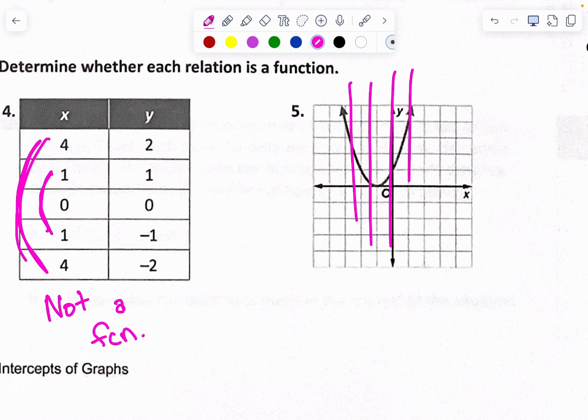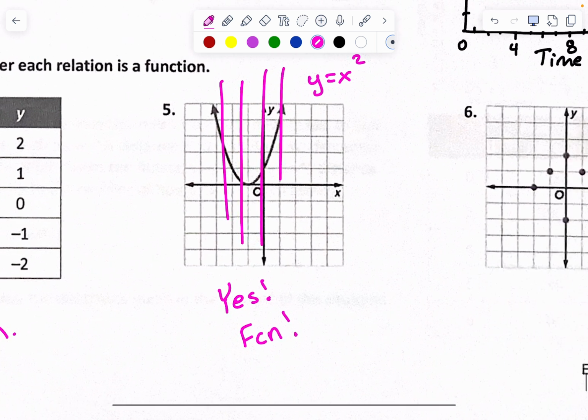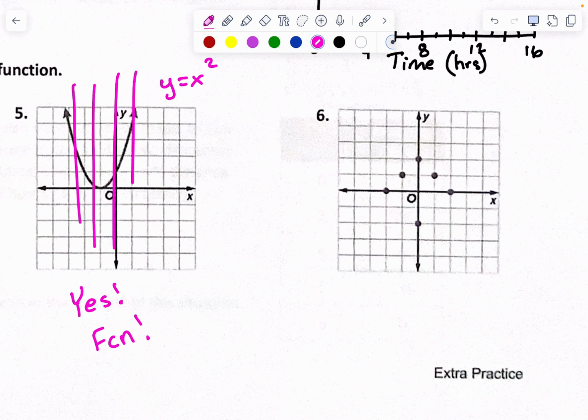Yeah, it's x squared. He's going to be a function. Yes, he's a function. Is this one x equals, or y equals x? This is y equals x squared. You betcha. You guys will be way ahead of the game when you get to Algebra 2. That's awesome.